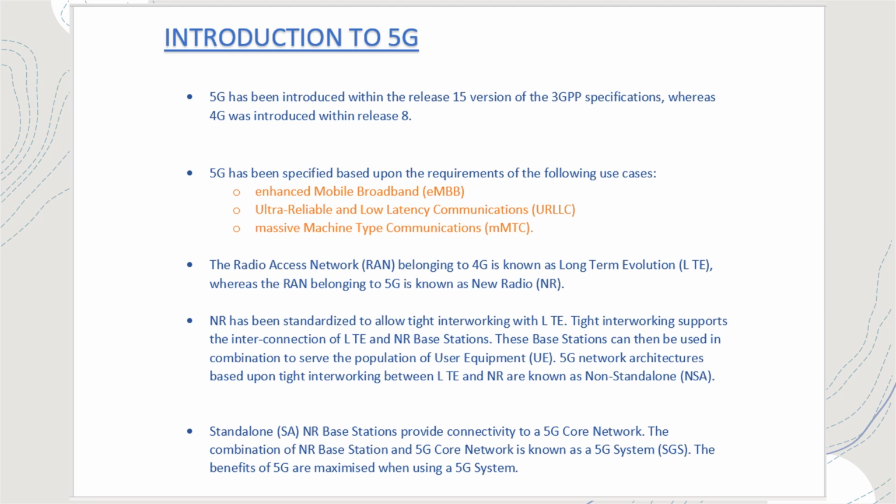Now, the radio access network belonging to 4G is known as long-term evolution, whereas the RAN belonging to 5G is known as new radio. So NR has been standardized to allow tight interworking with LTE. Tight interworking supports the interconnection of LTE and NR base stations. These base stations can then be used in combination to serve the population of user equipment. 5G network architecture based upon tight interworking between LTE and NR is known as non-standalone. So we will discuss this non-standalone in detail in the later part of the slide.